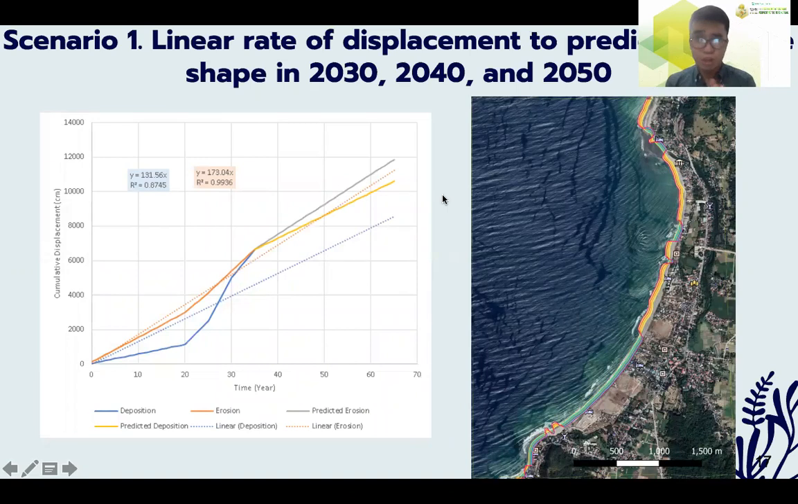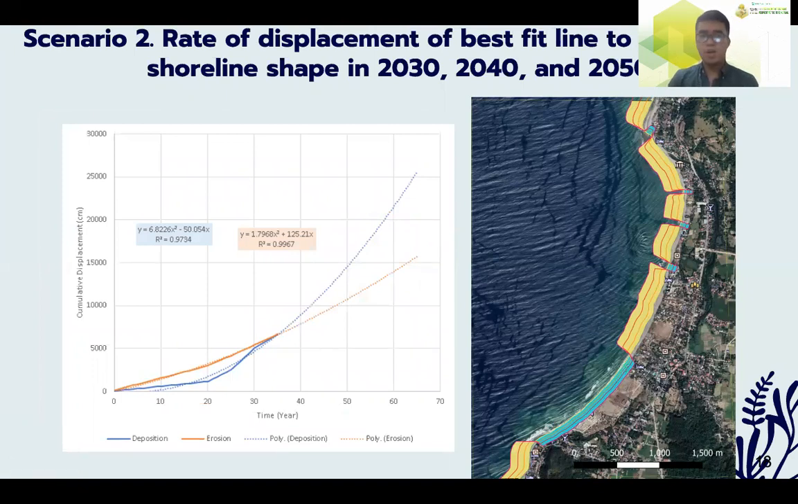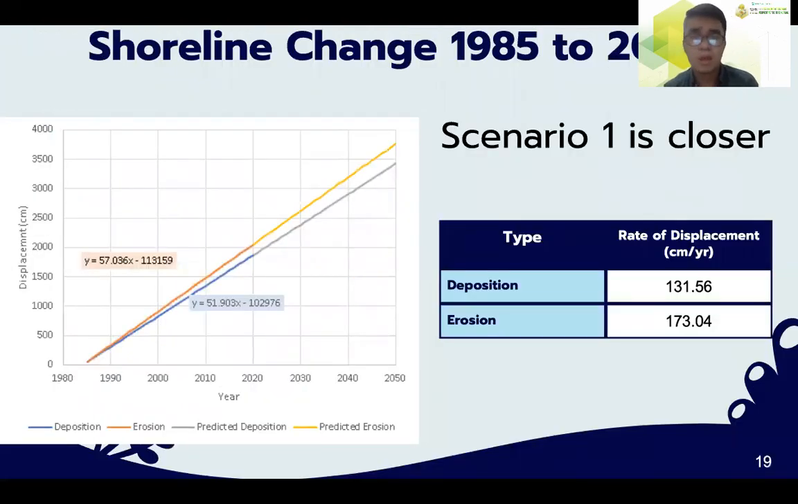As for our future shoreline prediction, first we use linear rate of displacement. We use linear analysis. As you can see, a linear increase of data from a time frame of 40, 50 years onwards, until the year 2050. Scenario 2, as opposed to the linear analysis of scenario 1, we use a rate of displacement for the best fit line to predict shoreline shape in 2030, 2040, and 2050. As seen in the shoreline change in the year 1985 to 2005, shoreline scenario 1 is closer, having a deposition rate of displacement of 131.56 centimeters per year and erosion of 173.04 centimeters per year.